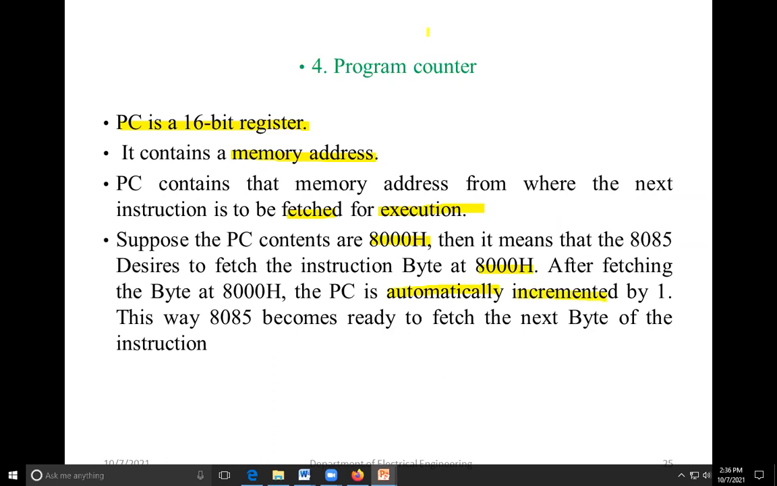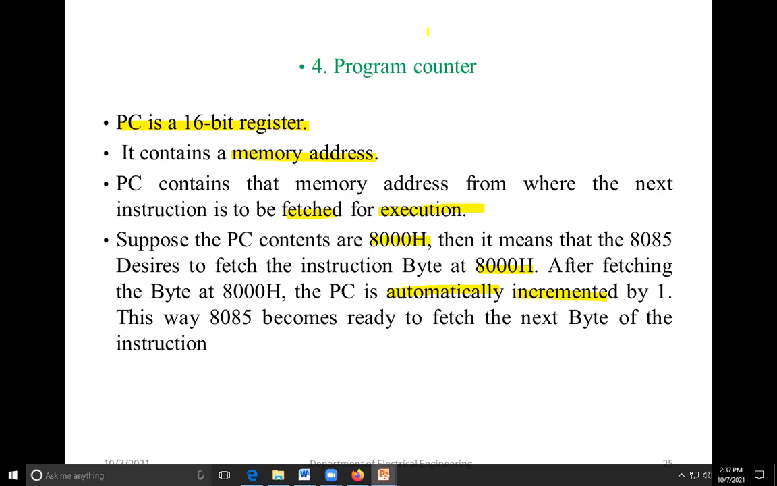There is no need to press the enter key. Automatically the processor takes the next instruction, the program counter is incremented and the cursor moves to the next instruction. It is automatically incremented by 1, and becomes ready to fetch the next byte. The program counter is a 16-bit register that stores the memory address. If the address is 8000H and you want the next instruction, the program counter is automatically incremented by 1 and you fetch the next instruction.